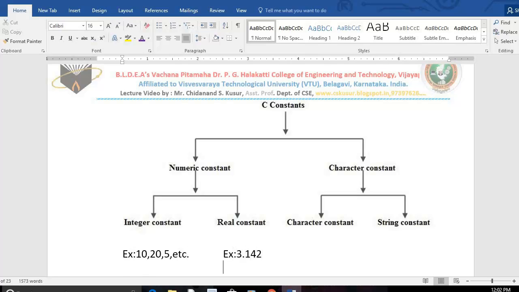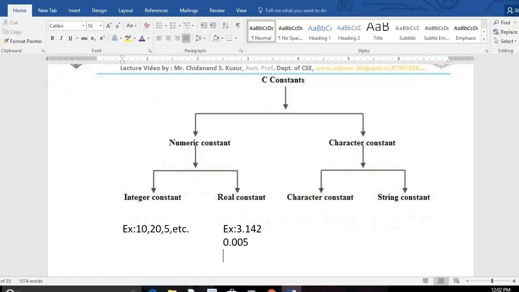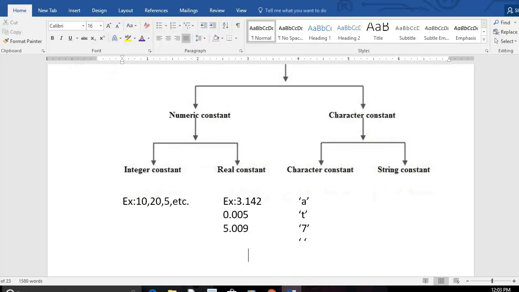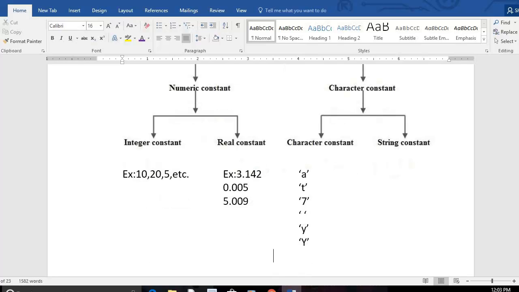Next 0.005. Next 5.009. These are all real constants, means floating point numbers. Character constants: in single quote A, this is a single character. In single quote T, in single quote 7, in single quote white space, in single quote small y, in single quote capital Y. These are all called single character constants.